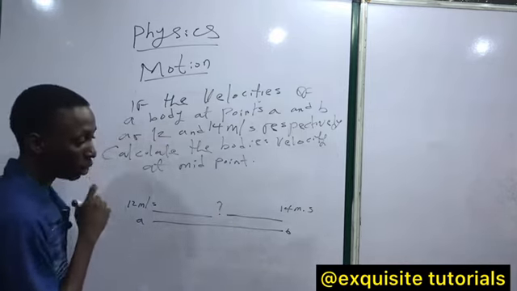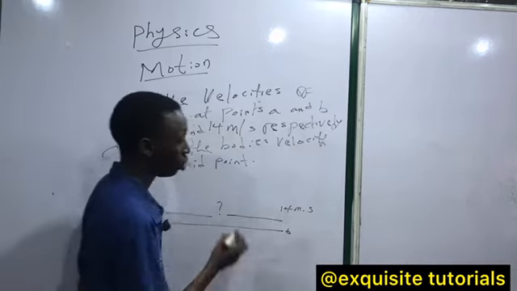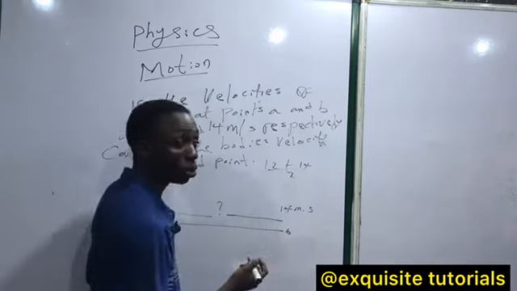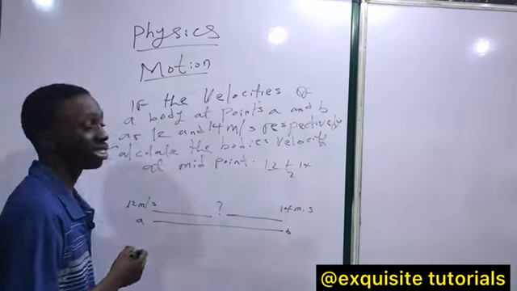at the midpoint. Now, the majority of us will just simply go and do 12 plus 14 divided by 2. 12 plus 14 is 26, divided by 2, and a lot of us will be getting 13. Of course, that will be very wrong.